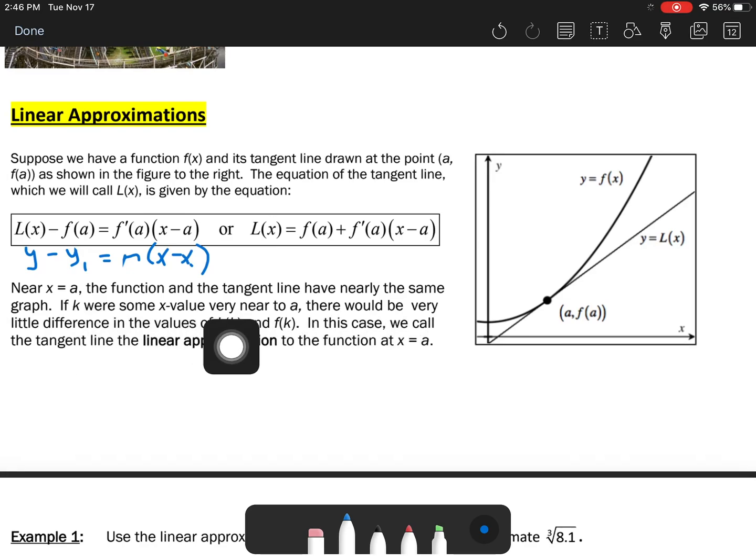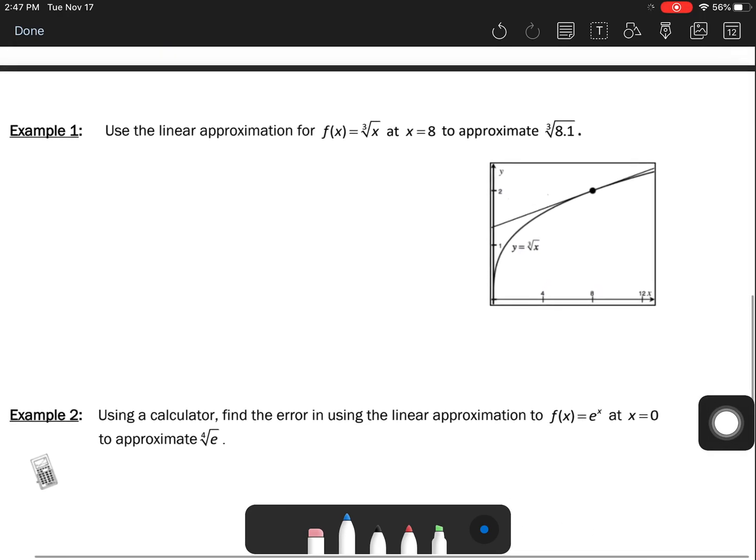So it says if k were some x value very near a, there would be very little difference in the values of L of k and f of k, is what they're saying. So the point that's on the line versus the point that's on the curve, there would be very little difference in those. In this case, we call the tangent line the linear approximation to the function at x equals a, okay? So this is a good approximation of values when you're close to that a value. That's what they're saying, okay?